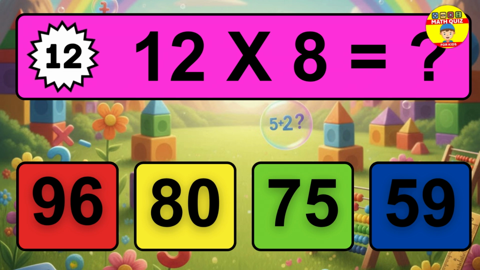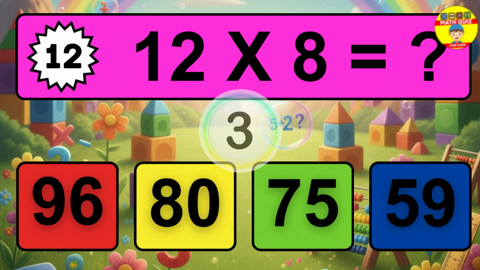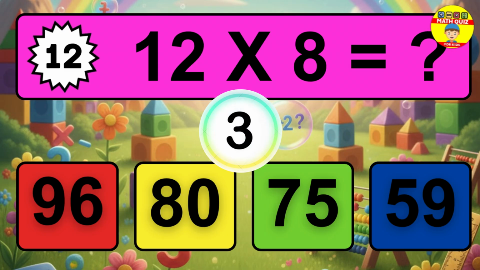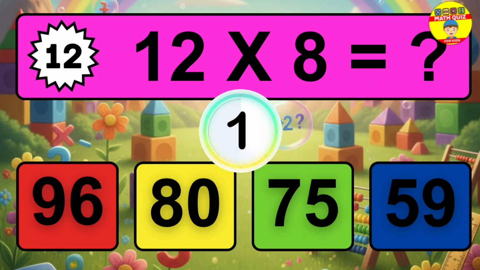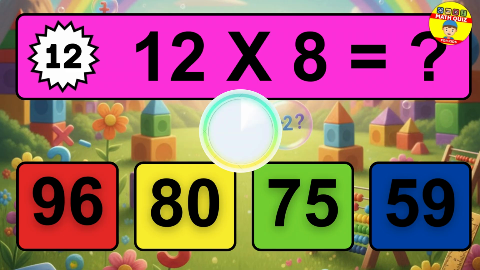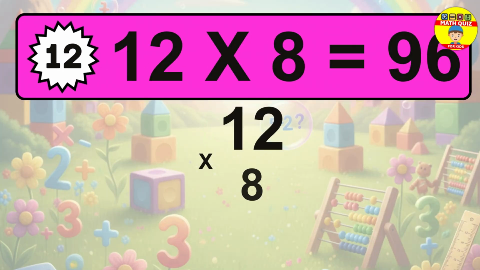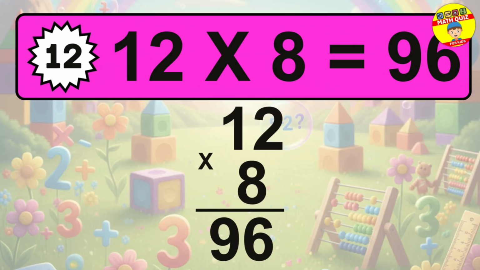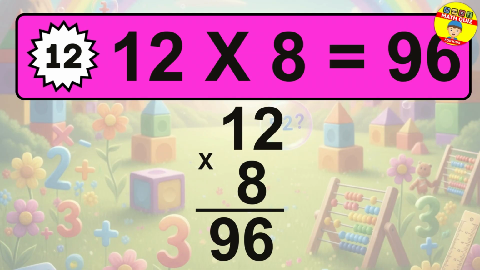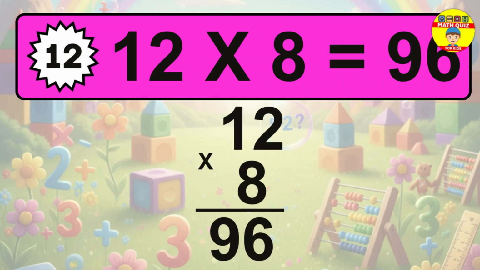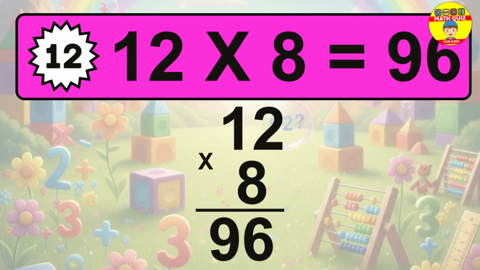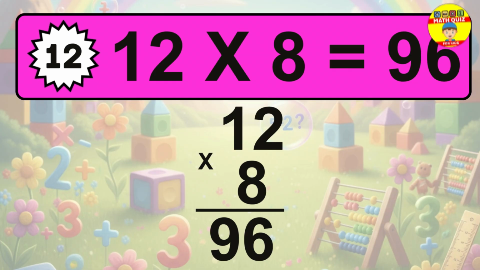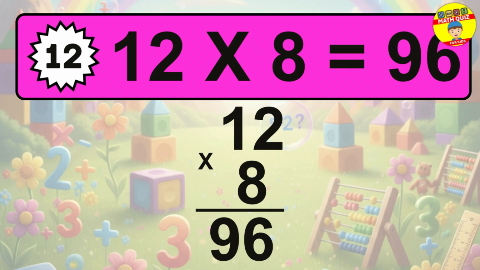Question 12. 12 times 8 equals what? So the answer is 12 times 8 is 96. To calculate, we have 12 groups with 8 balls each one. So how many balls do we have? 96 balls.